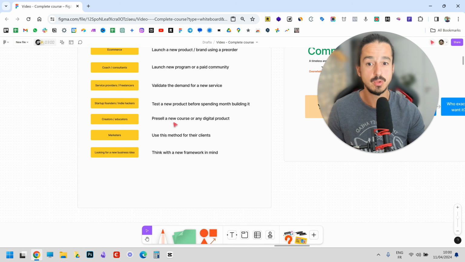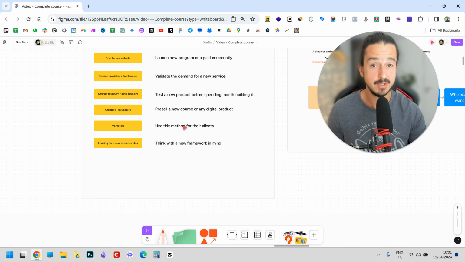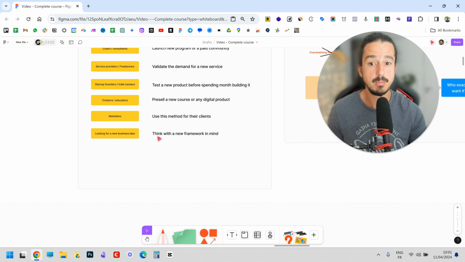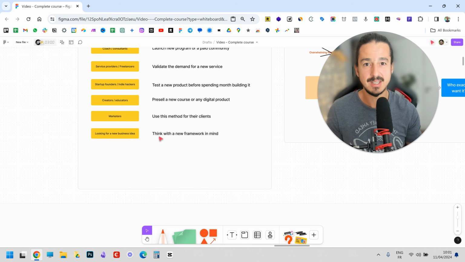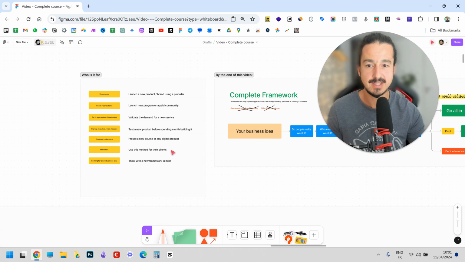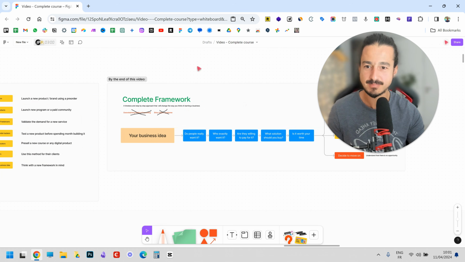Then creators that want to start a new course or a digital product, whatever it is, it allows them to just know if there are people waiting for that. Marketers, if they want to use that for their clients, or people that are looking for a business idea, not with a specific business idea in mind, but just by understanding this framework, the way they will look at business ideas will be a bit different now. So if you are in one of these categories, just stick around because we have a lot to cover.